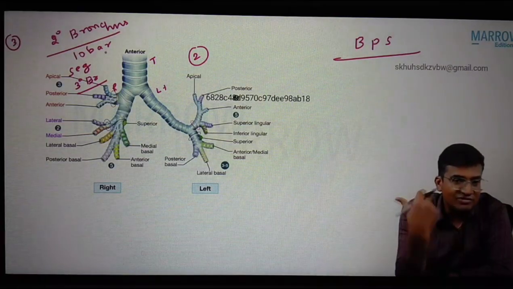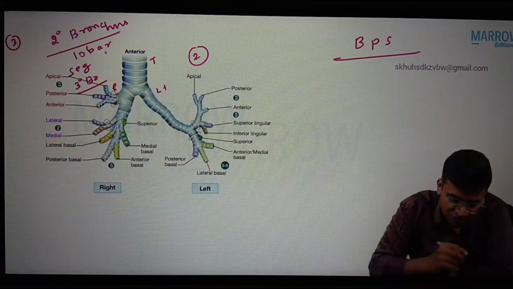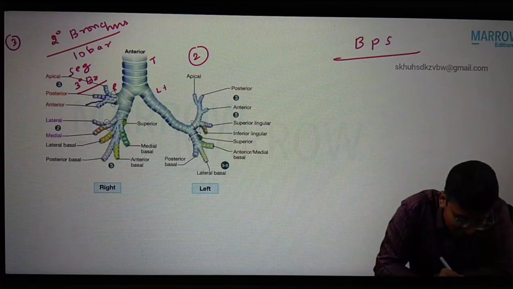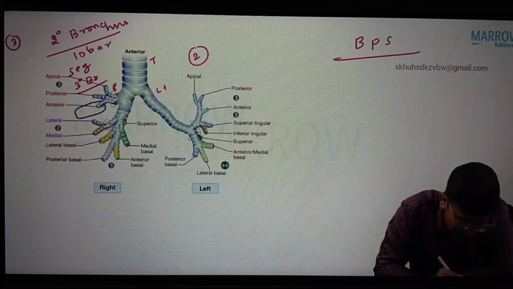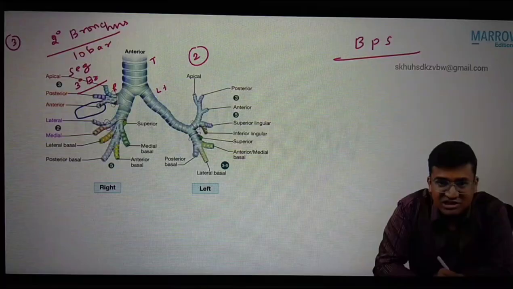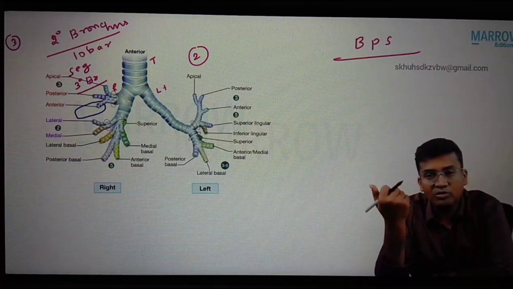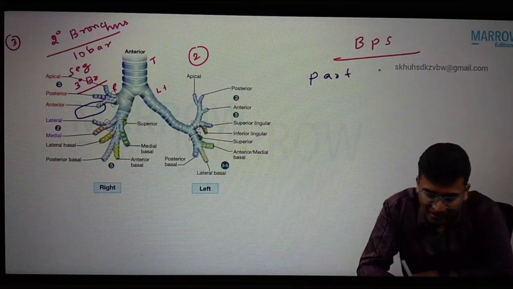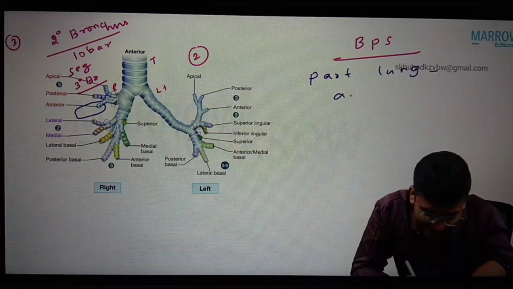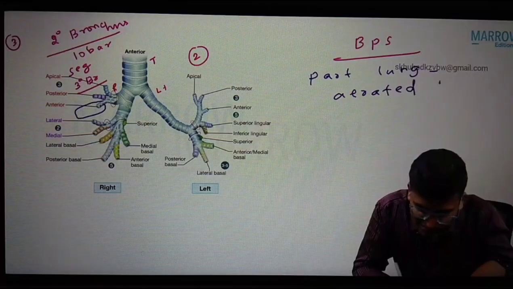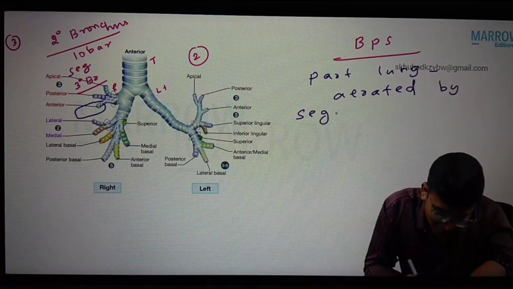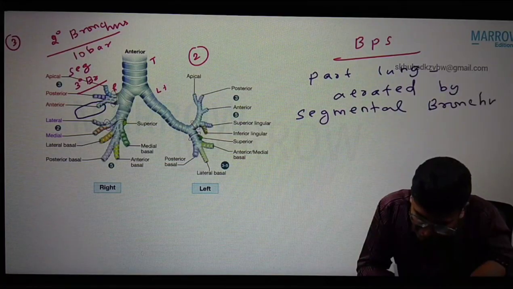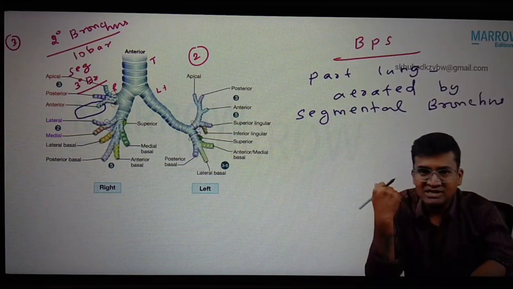So now what is the definition for the bronchopulmonary segment? The part of lung which is aerated by the tertiary bronchus. Now this is a lung. This part of lung is aerated by this tertiary bronchus. That is called bronchopulmonary segment. So what is bronchopulmonary segment? It is the part of lung which is aerated by segmental bronchus. That is called bronchopulmonary segment.